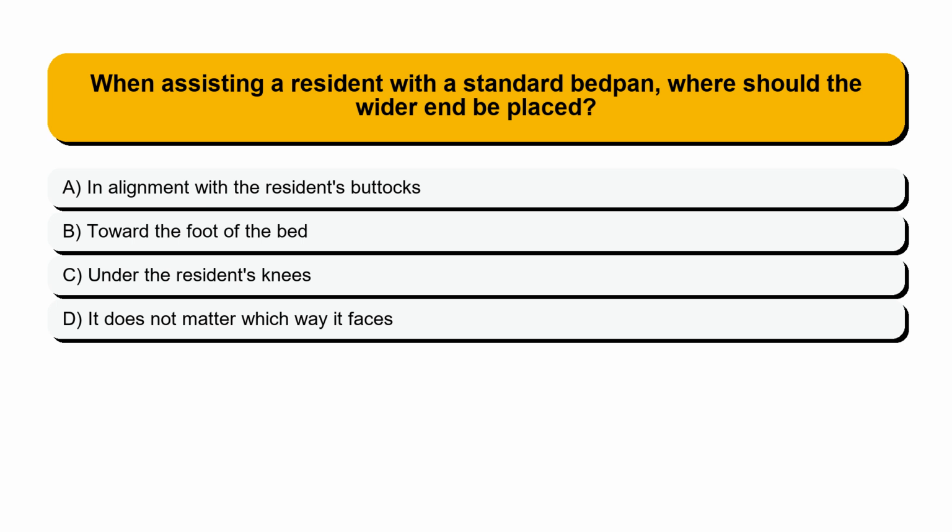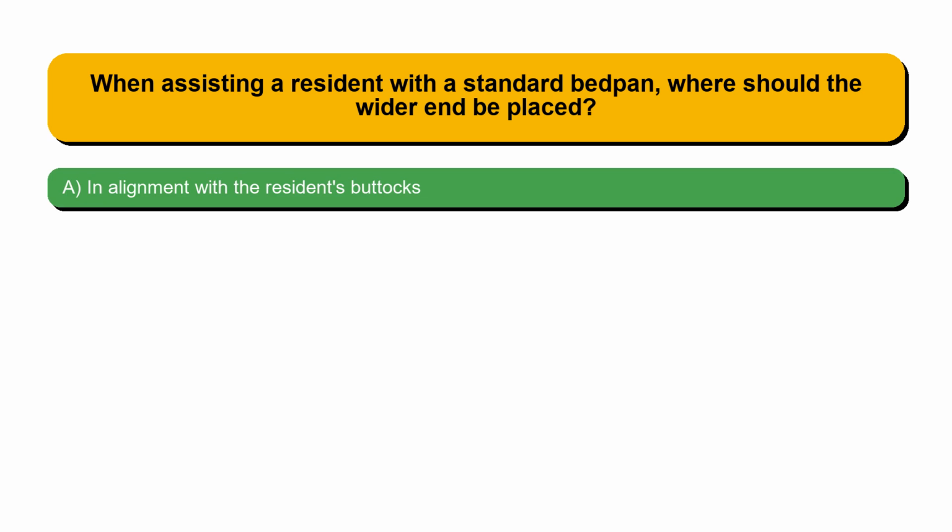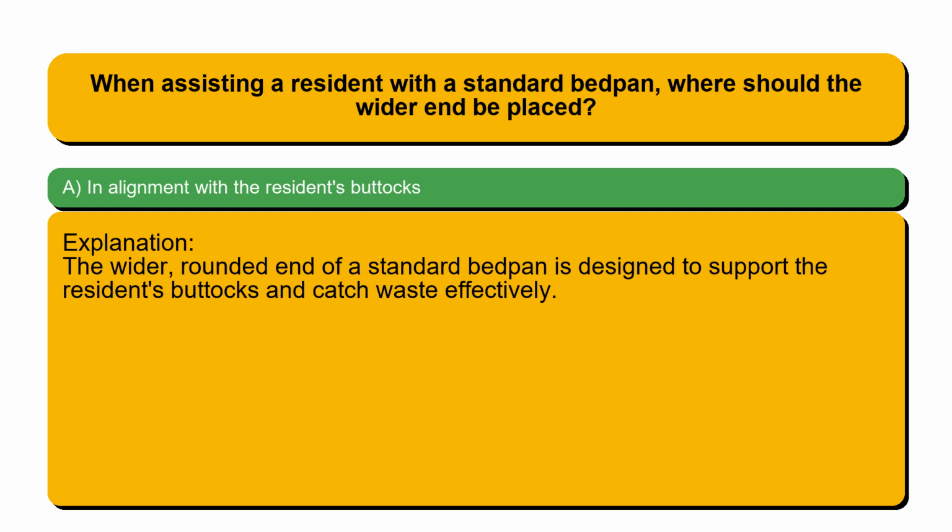Question 48. When assisting a resident with a standard bedpan, where should the wider end be placed? Option A, in alignment with the resident's buttocks. Option B, toward the foot of the bed. Option C, under the resident's knees. Option D, it does not matter which way it faces. The correct answer is option A, in alignment with the resident's buttocks. The wider, rounded end of a standard bedpan is designed to support the resident's buttocks and catch waste effectively.